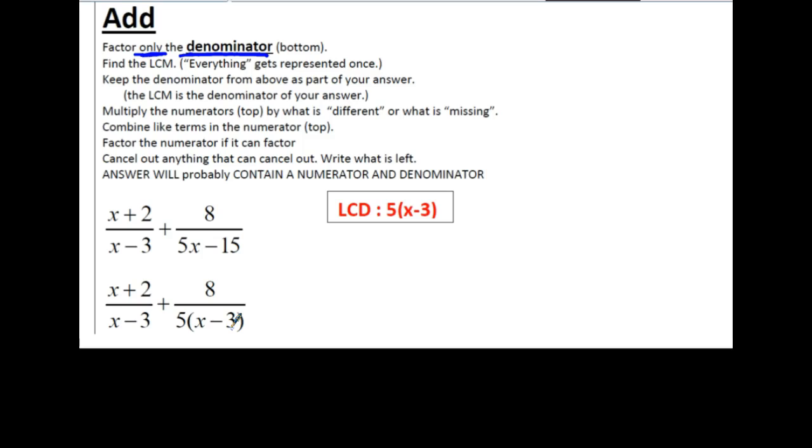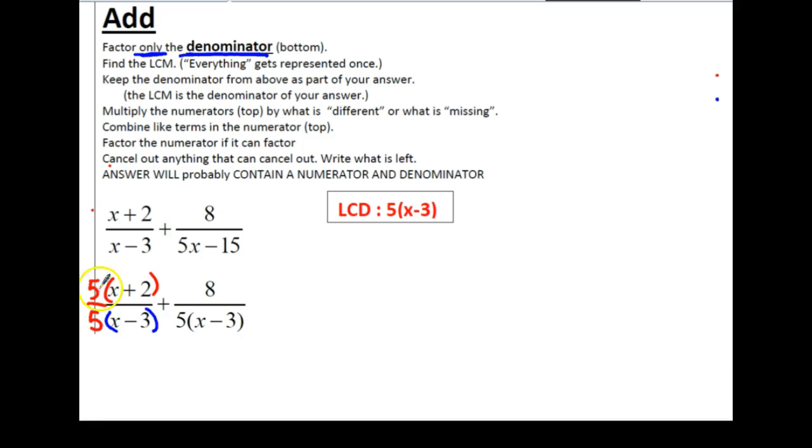Now, does this denominator right here match the LCD? It does not. What is missing? 5. So I am going to need to have a 5 in my denominator. But I can't just multiply the denominator by 5. In order to keep my expression equal, I have to multiply by 5 over 5, because what's 5 over 5 equal to? I'm multiplying by 1, and it's not going to change the value. It's just going to make it match up.